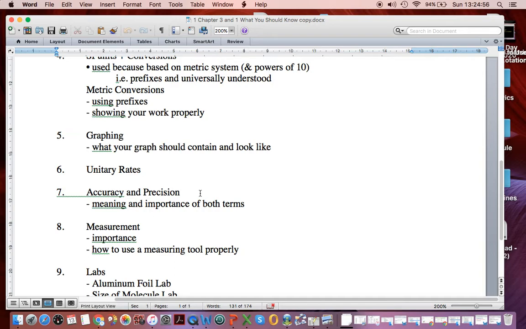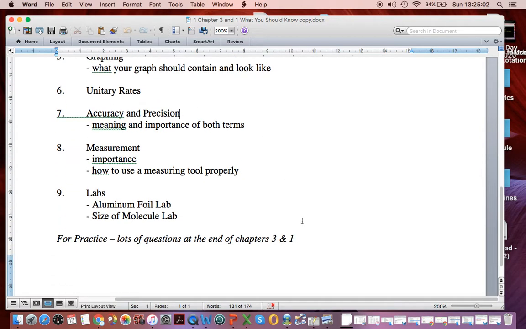Accuracy and precision. You have to know the 1 definition of accuracy and the 2 definitions of precision. Of course, we should know why measurement's important in science, particularly chemistry. And you will have done 2 labs, and the second lab is why your test got pushed off a bit. You did the aluminum foil lab, and later, related, you did the more complicated size of molecule lab. So lots of questions in Chapter 3 and 1 if you're looking for more practice, and some of the assignments I didn't assign you can do for practice as well.